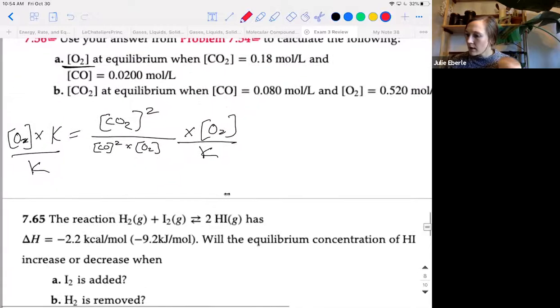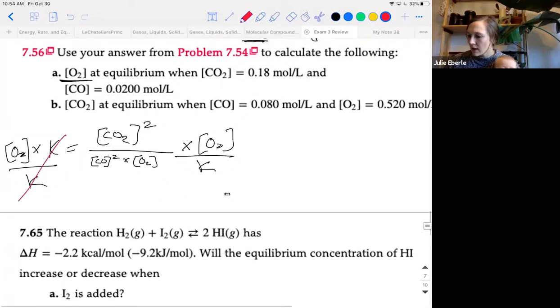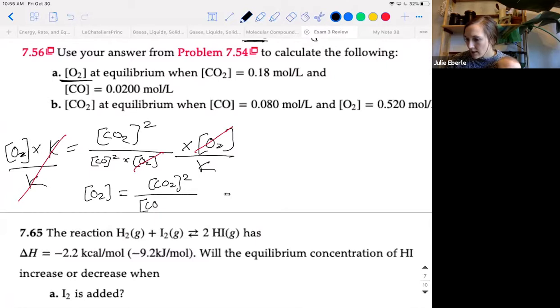K cancels on this side. Oxygen cancels on this side. And now I should have my new equation: oxygen, O2, the concentration of oxygen, which is what we're solving for, equals concentration of CO2 squared on bottom, carbon monoxide squared times K. So it's like oxygen and K just switch places. Then you just plug the numbers in and you get oxygen.